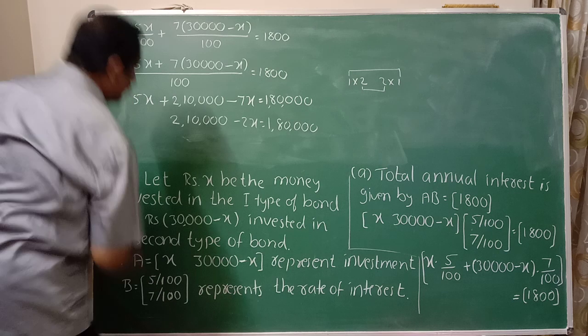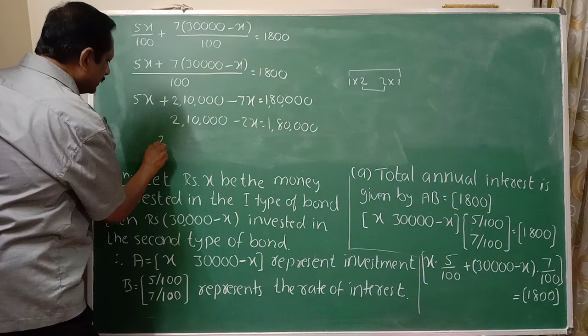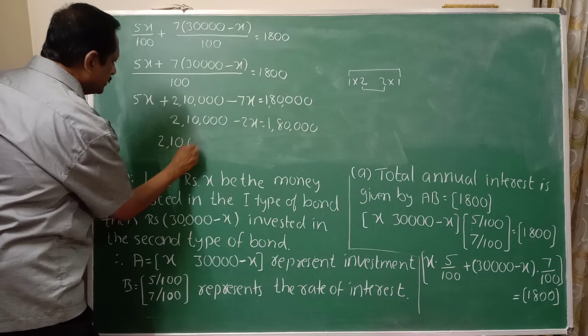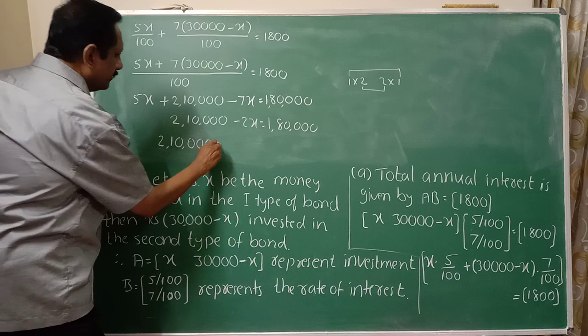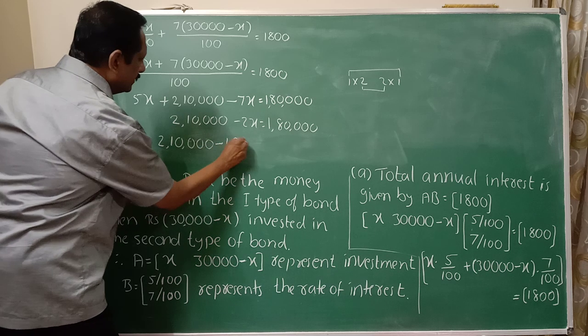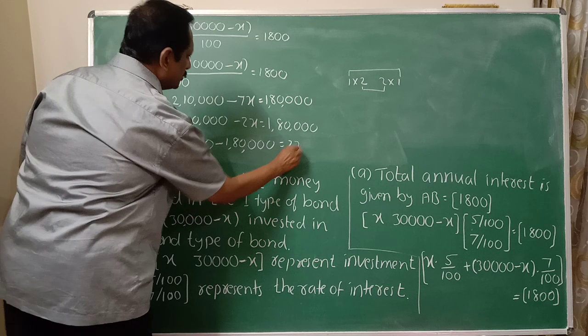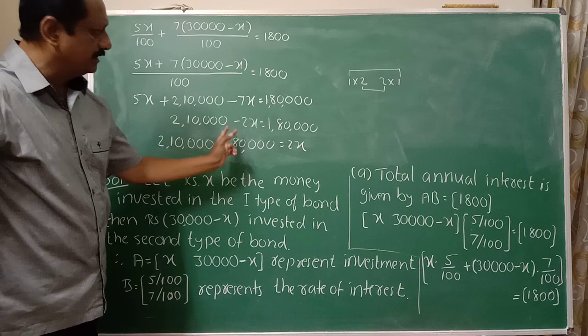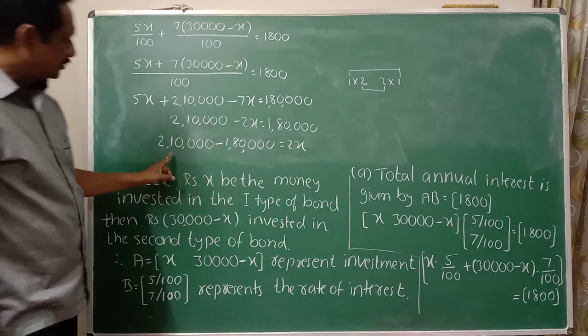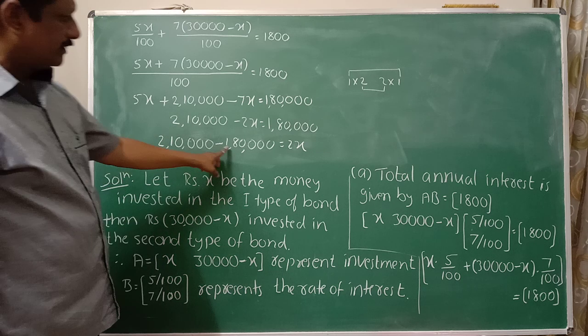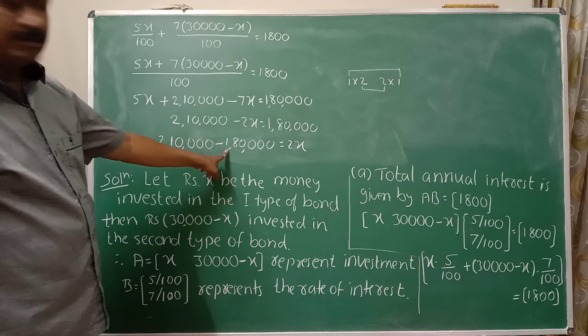Therefore, 2,10,000 minus 1,80,000 is equal to 2x. Take this on the left side and 2x on that side. 2,10,000 minus 1,80,000 is 30,000.